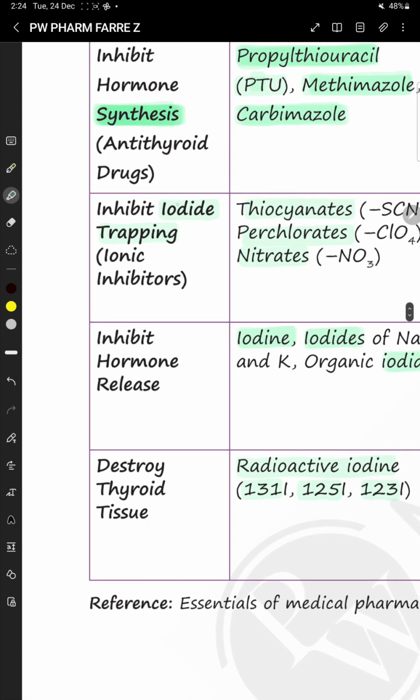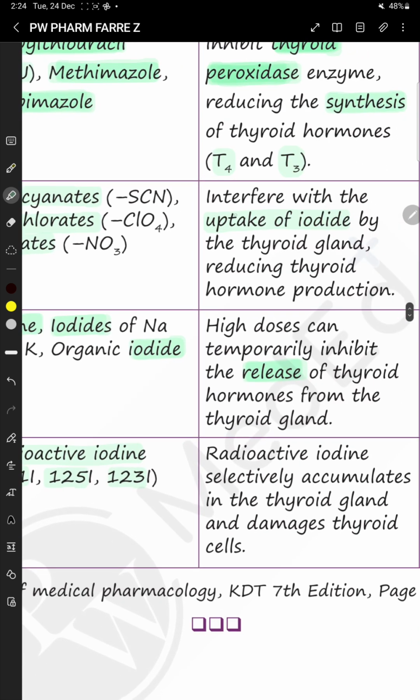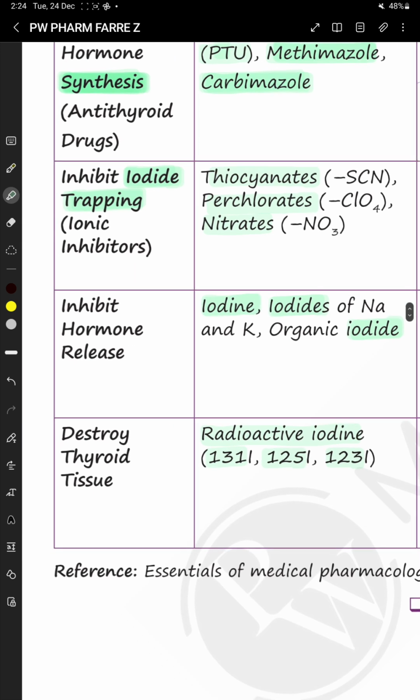Then drugs that will inhibit iodide trapping. Iodide trapping means the uptake of iodine. So there are certain drugs which will interfere with the uptake of iodide by the thyroid gland, and thus they will reduce the production of thyroid hormone. These drugs that inhibit thyroid hormone production by inhibiting iodide trapping are thiocyanate, perchlorates, and nitrates.